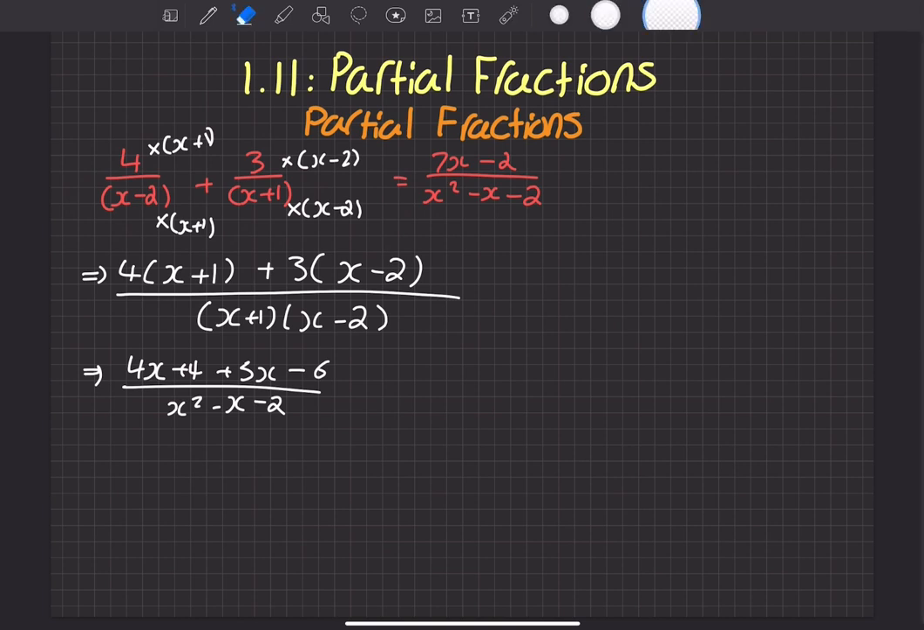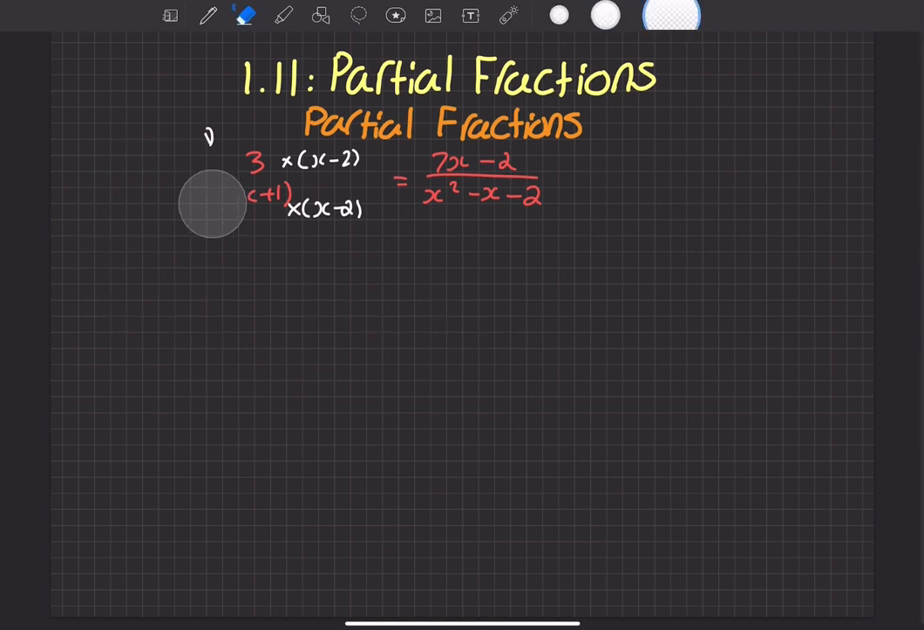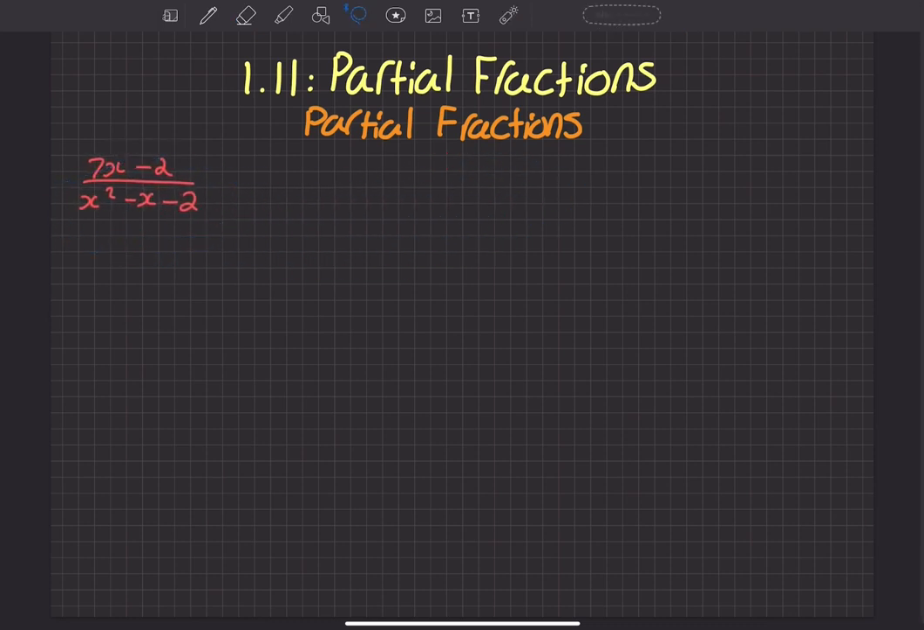Now, what partial fractions is basically doing is removing all of this, and starting from here, taking this big fraction and breaking it down into smaller fractions. So it's basically just going backwards from what we just did. So how do we go about doing this?